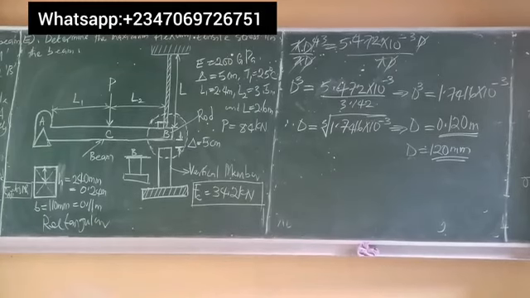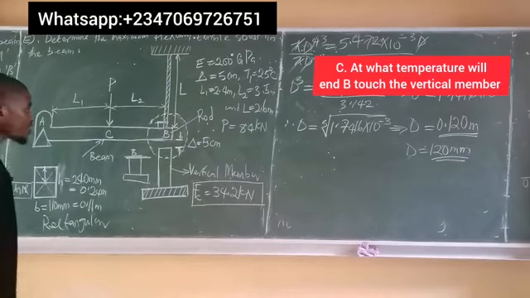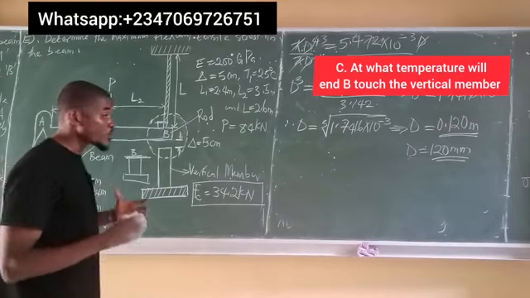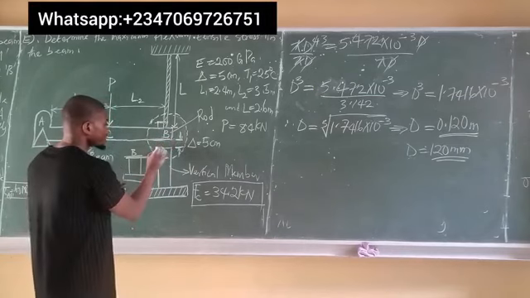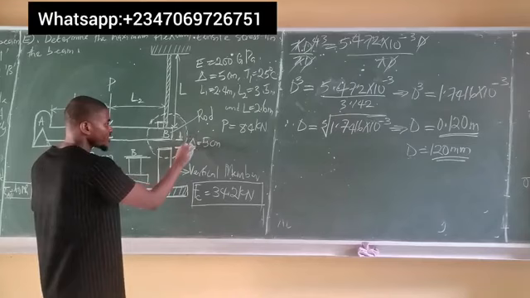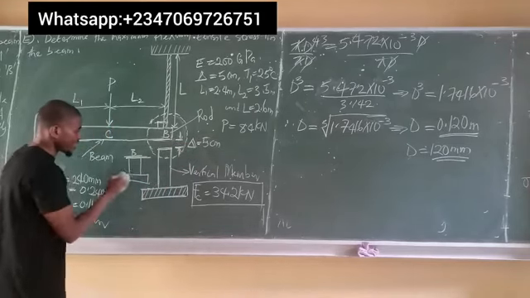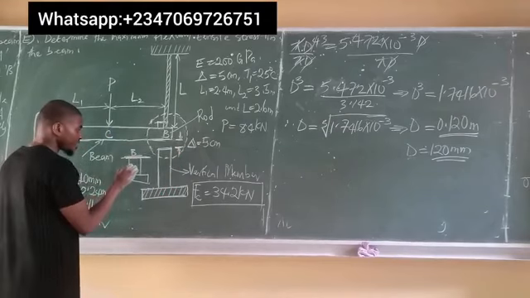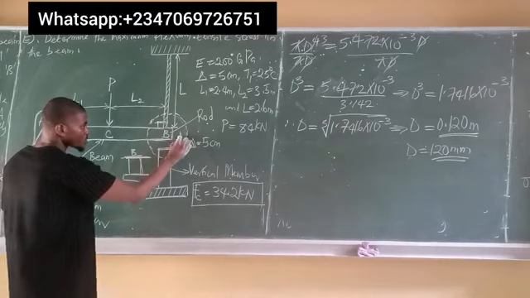So the third question says, at what temperature will NB touch the vertical member? Now, I want you to have a picture of something. If NB touch this vertical member, it means the both of them are now in contact, and therefore this will become zero. There is no longer any gap between them. So you have something like this. This is NB coming in contact with the vertical member. Hence, there is no gap between them.